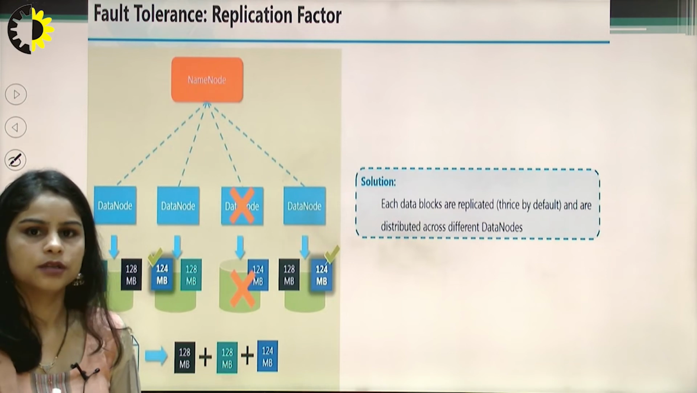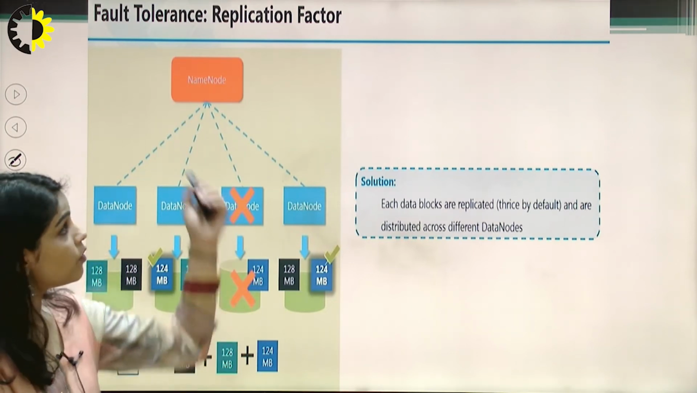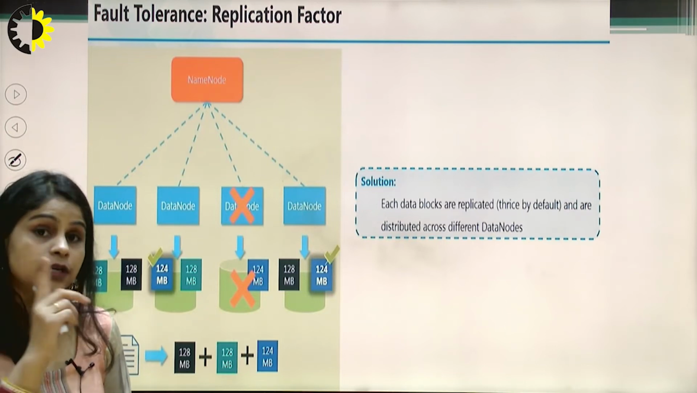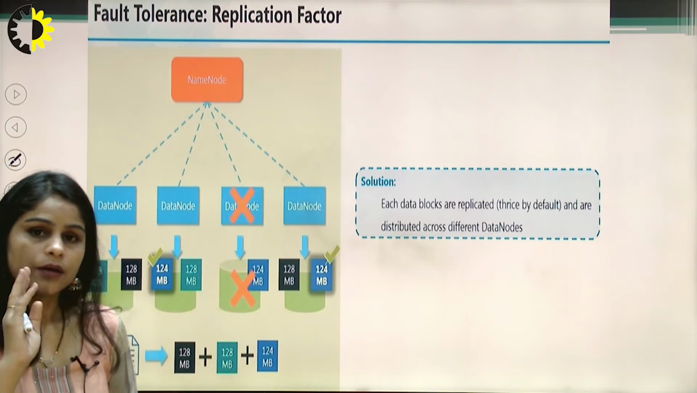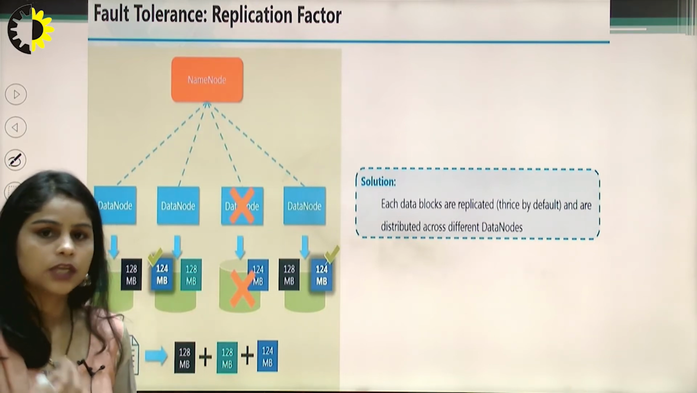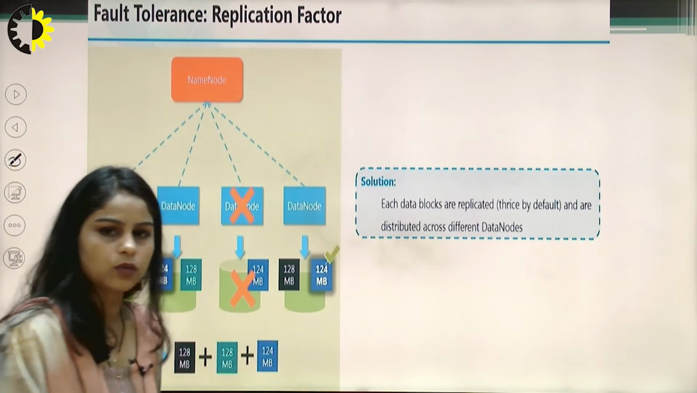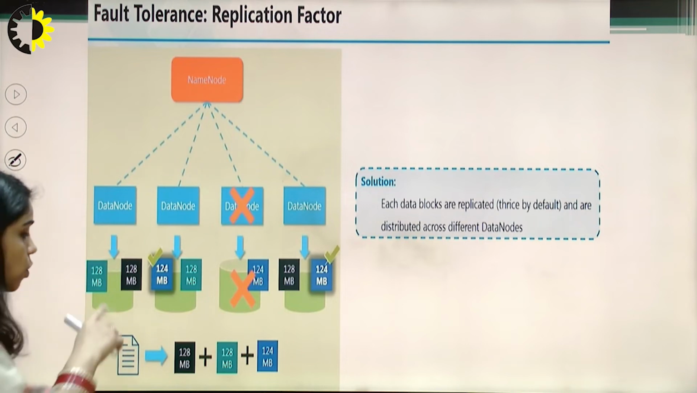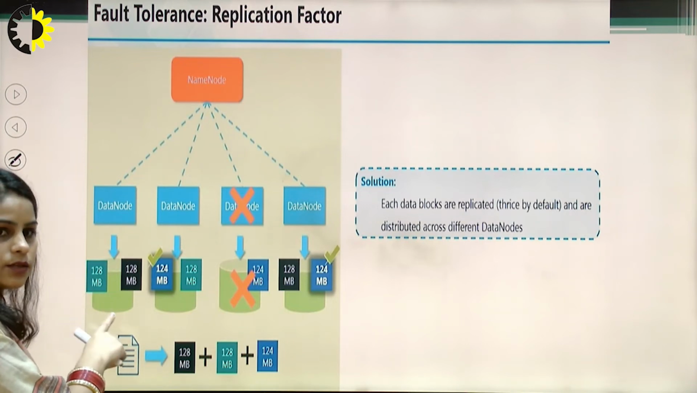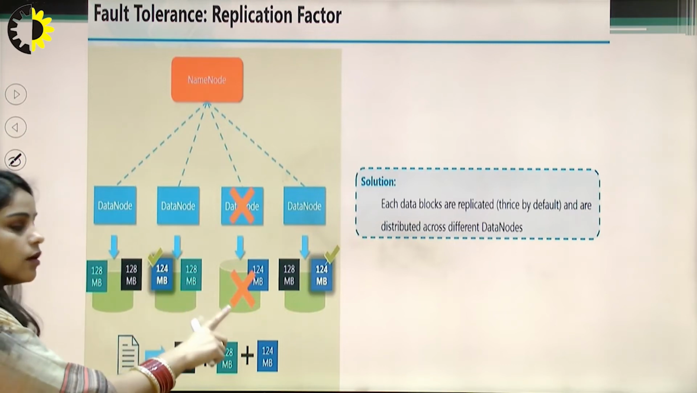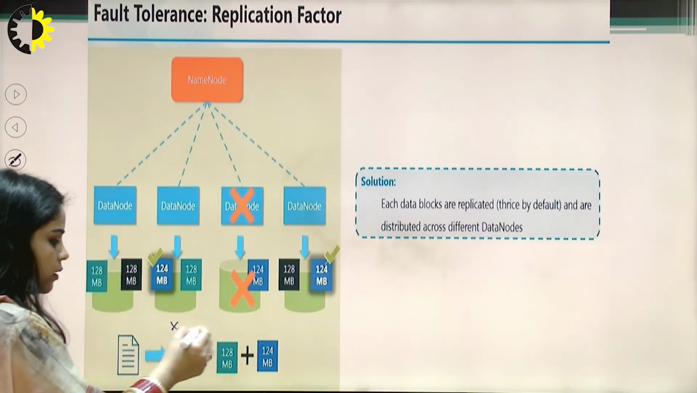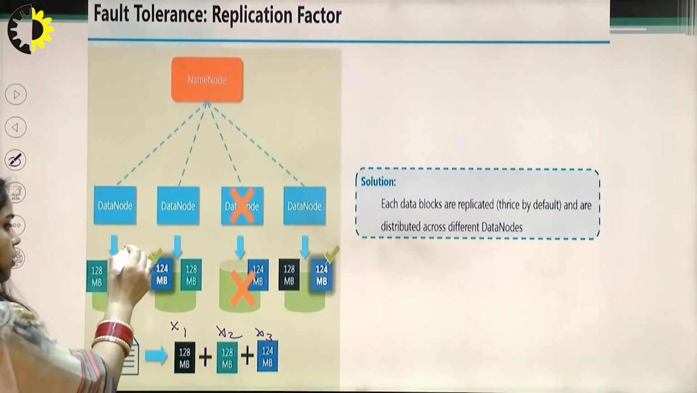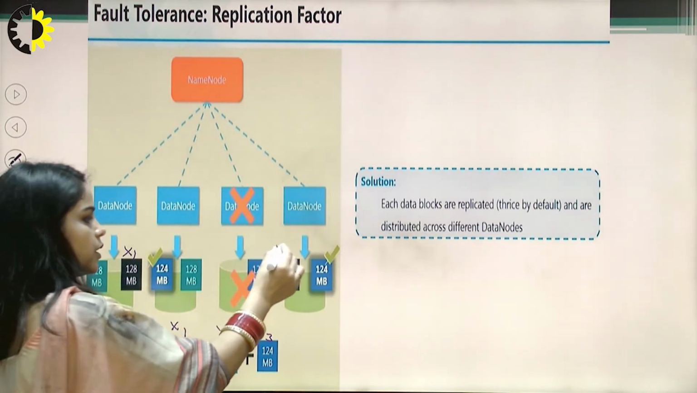This fault tolerance can be solved with the help of a replication factor. Replication factor, as we have already discussed, is nothing but keeping copies of each and every block on different data nodes. So here you can see in this diagram, I stored my 128 MB block first in this data node, second in this data node, and third in this data node. Let's say these are X1, X2 and X3. So I kept one copy of X1 here, and one copy of X1 here.